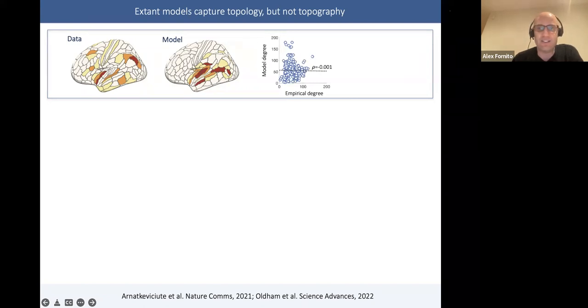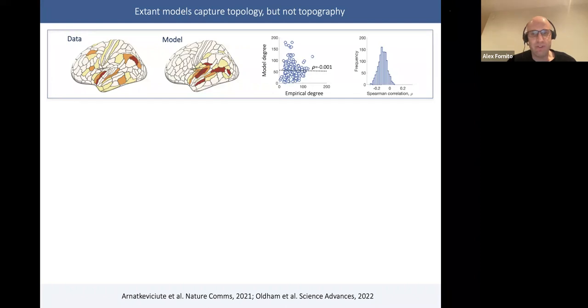And in fact, this analysis was performed by Arina Arnautkevich-Utte a couple of years ago. We found that across 13,000 different models, different permutations, parameter values, we never saw a correlation exceeding 0.1, and the mode was actually slightly negative.